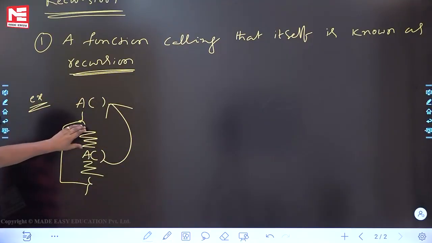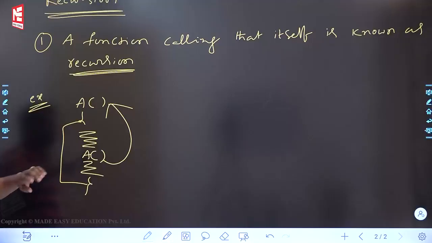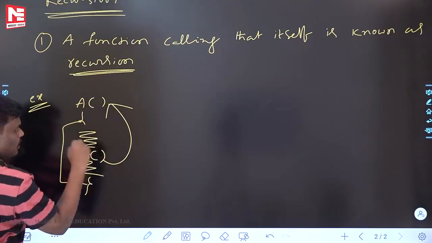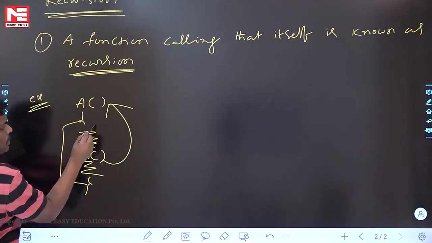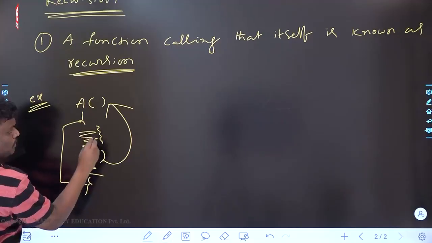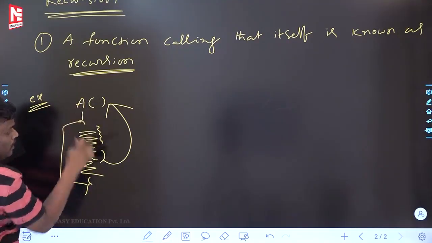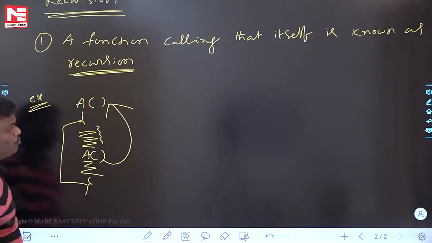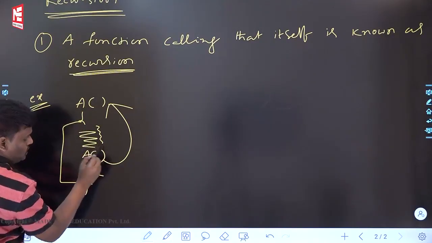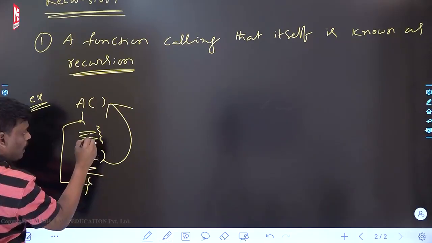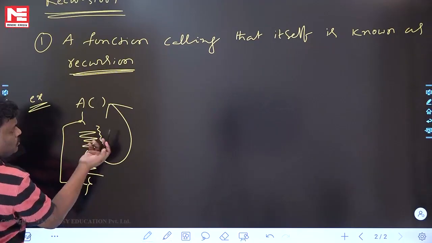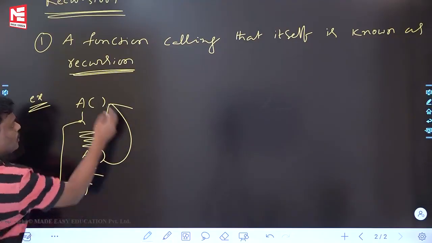Here some work is there. Suppose some students are asking me, A is calling A, that's okay, but when will you stop? If there is no stopping condition, A calling A will go into something like an infinite loop. So whenever A is calling A, some code comes before it. According to that code, I may go further or I may stop. If you stop here, that is called the stopping point. If you go further, A will call A.